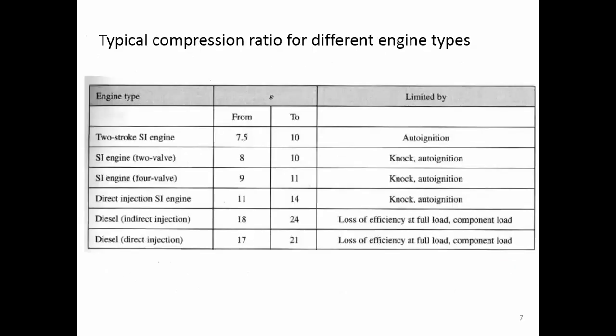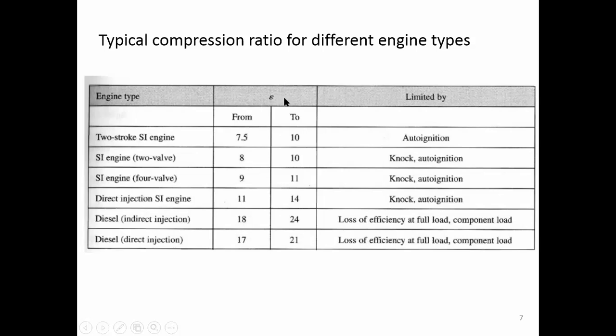Okay, and this table shows you the typical compression ratio for different engine types, right? You can use it when you design the engine without doing any further research on the strength of the material or the heat transfer or whatever. Just use conventional designs that are available in the market. For example, in here, this is the engine type.